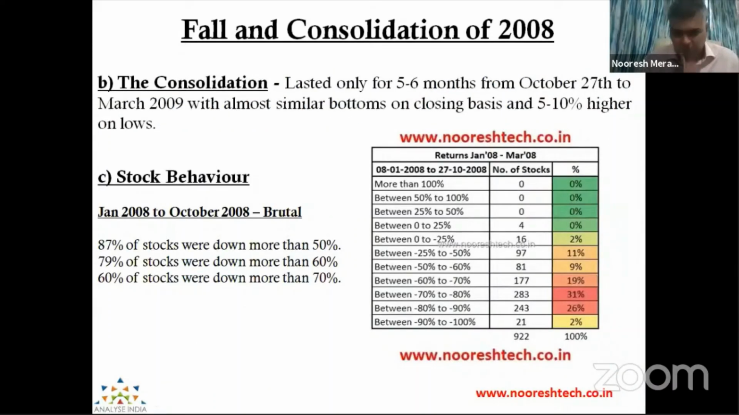The consolidation in 2008 lasted a really short time. It lasted for 5 to 6 months, from October to March 2009. The stock behavior was brutal. When I say brutal, 87% of the stocks were down more than 50%. 79% of the stocks were down more than 60%, and 60% of the stocks were down more than 70%. There were just 4 stocks which had a positive return out of 900 plus stocks. Because the rally was huge in 2007, the fall was also as brutal in the same way.